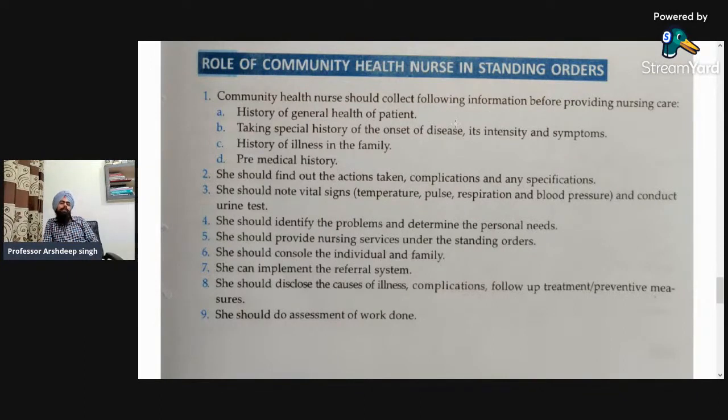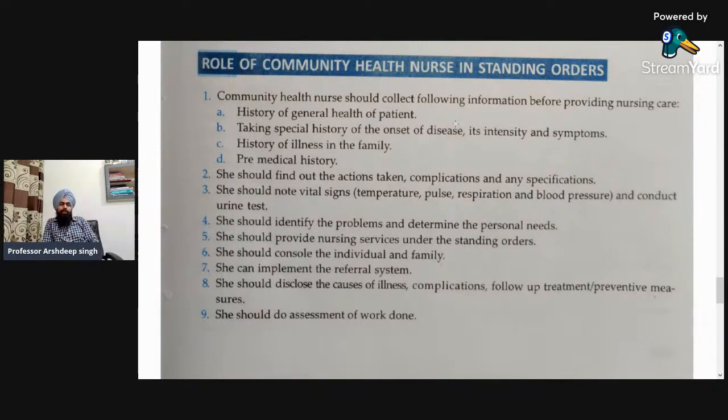She can implement the referral system, because in many of the minor ailments we have studied, the patient should be sent immediately to the hospital, as this prevents the condition from progressing from mild to moderate to severe. Next, she should disclose the cause of illness, complications, follow-up treatment, and measures. And last, she should do an assessment. A thorough nursing process has to be followed while managing the minor ailments.